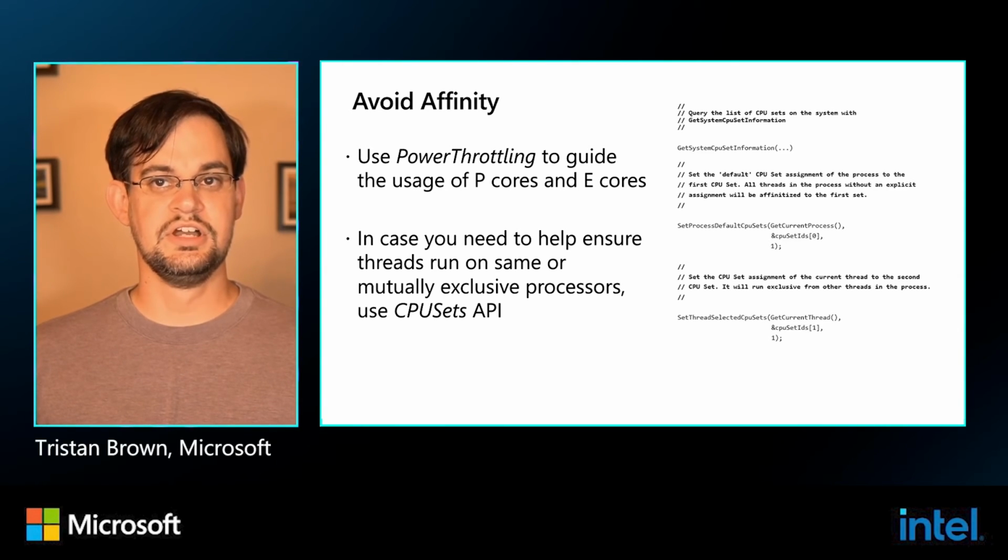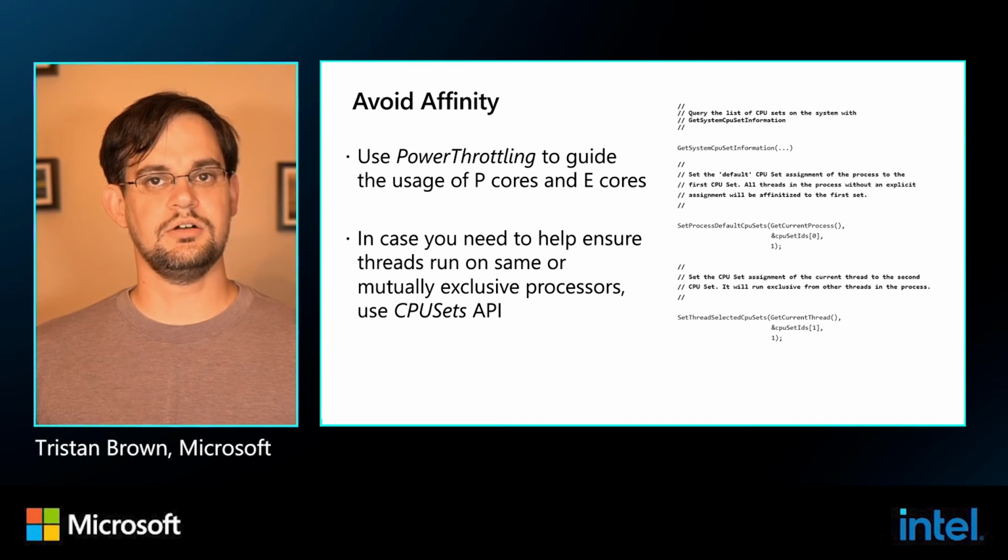In this example, the process is using 2 CPU sets to isolate all other threads in the process from running on the same core as the current thread. Applications should use the CPU sets API only when necessary to give the scheduler the most flexibility in determining which threads are allowed to run on each core type.